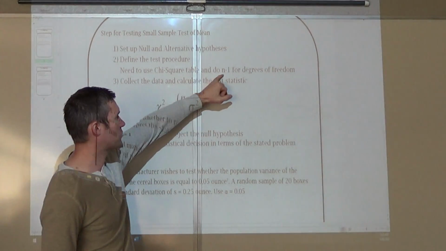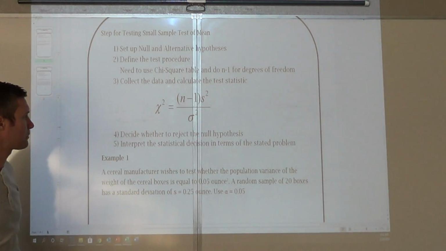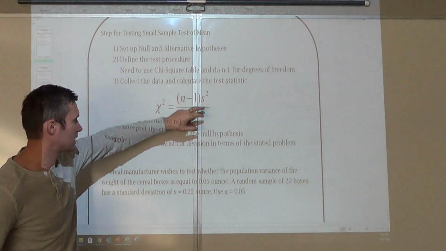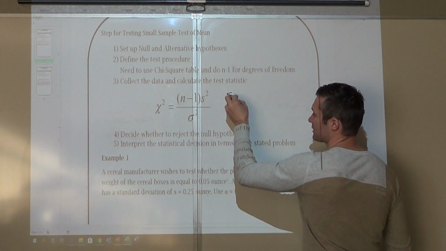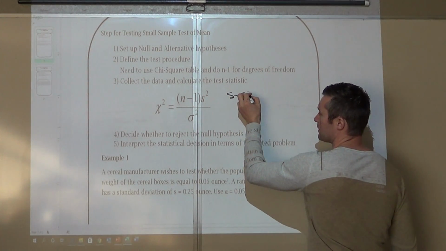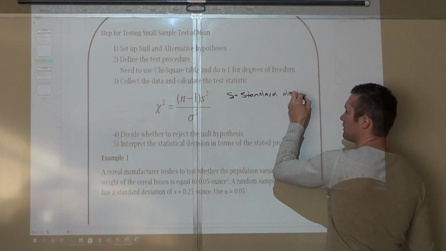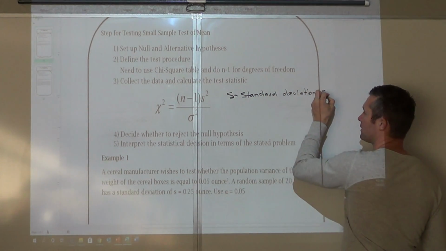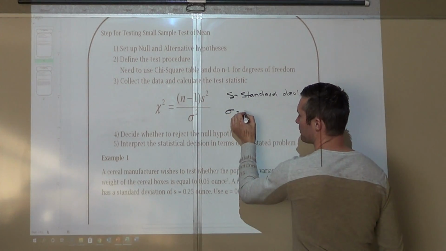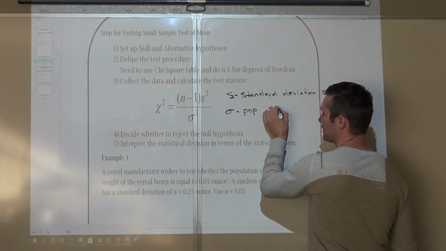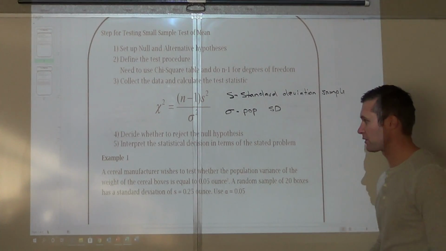We have to do degrees of freedom, so we go sample size minus 1. The next thing: n minus 1, where n is our sample size. S is the standard deviation of the sample, and theta is the population standard deviation. So just to point out those two to you that we'll be working through.